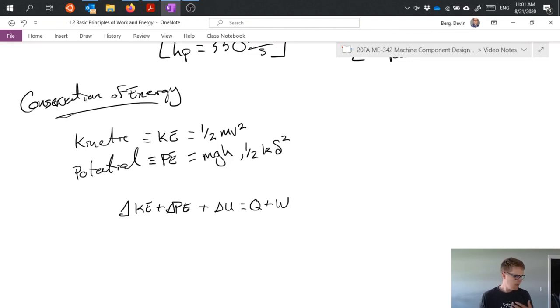So that kind of gives us a broad understanding of what we're talking about when we say conservation of energy. We have all these things happening in a system, and we need to put them together into one equation that we can then use to balance and solve for other things. So I'm going to go ahead and stop the video there and pick it up in a minute.